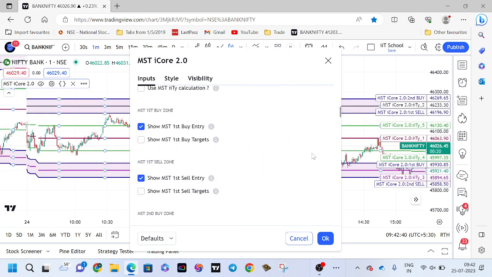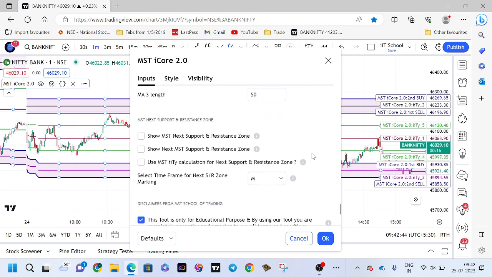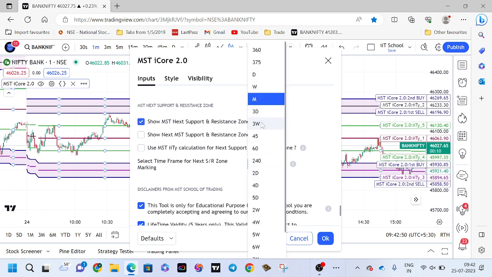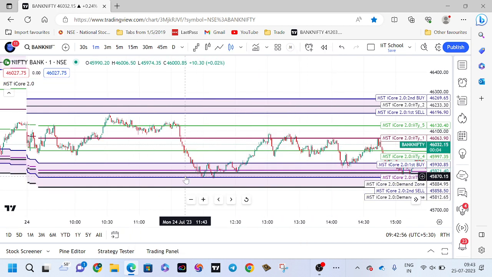Scroll down the indicator, at the bottom you can see next support and resistance. Enable this and keep 3D. Where is 3D? Here it is. See here, perfectly we got one more entry. Now you have to wait here.